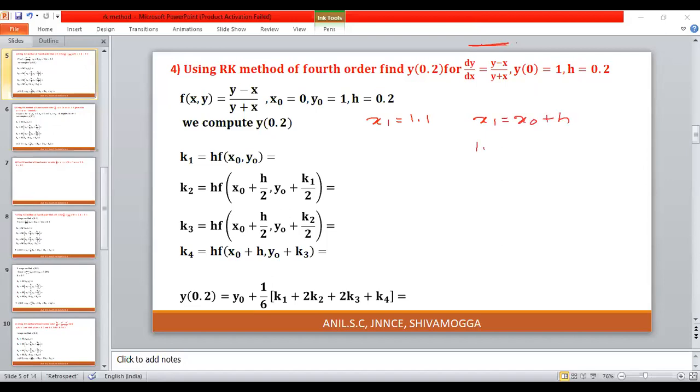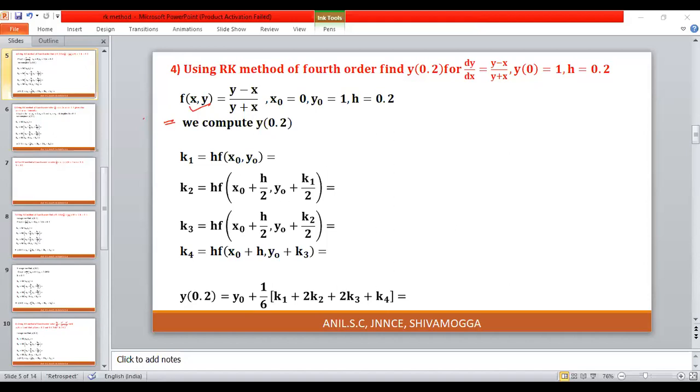We know that x1 is 1.1. This is equal to x naught, and x naught is 1, plus h. Therefore, h is equal to 1.1 minus 1, that is 0.1. You take h is equal to 0.1. Clearly, this is a single step problem. We compute y of x1, x1 is 1.1. To compute y of x1, these four components k1, k2, k3, k4 are to be determined. First, we find k1.